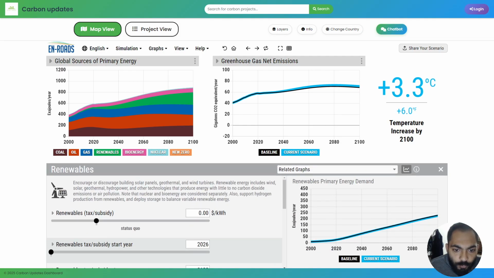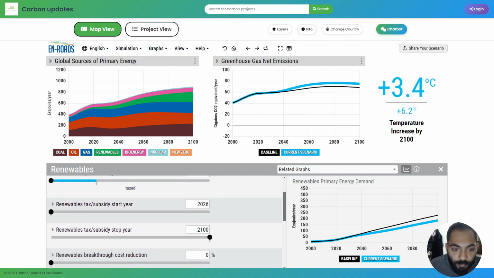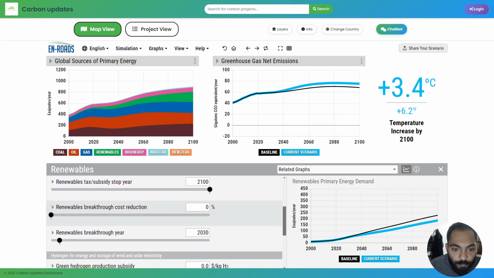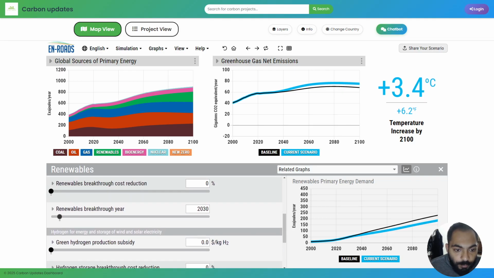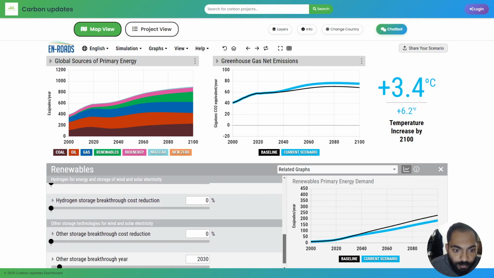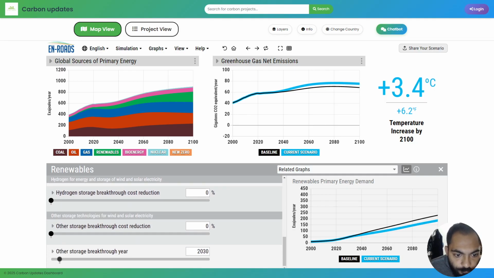All right, we changed one of those things. Now, tax subsidy. We want to go to the worst case scenario, right? 0%. Any worst case? Any changes in terms of temperature? No. Green hydrogen production subsidy. We don't want to get that.